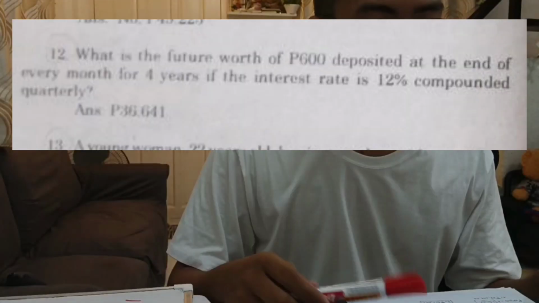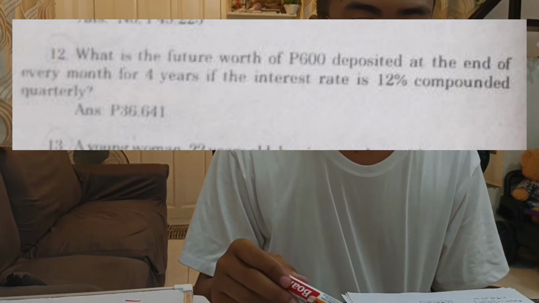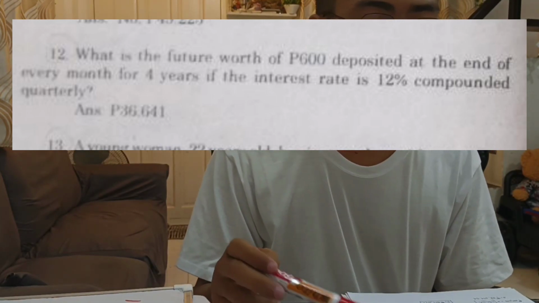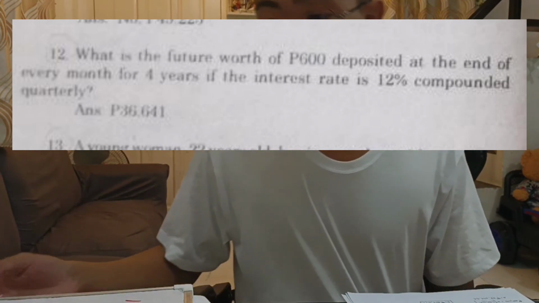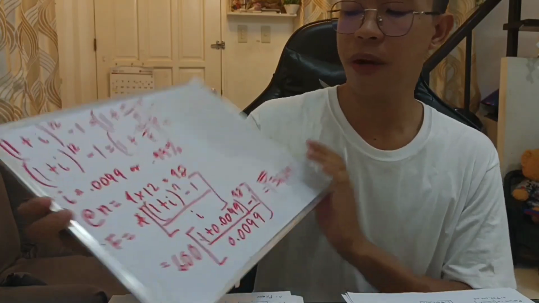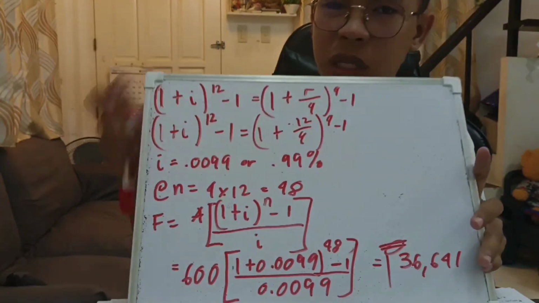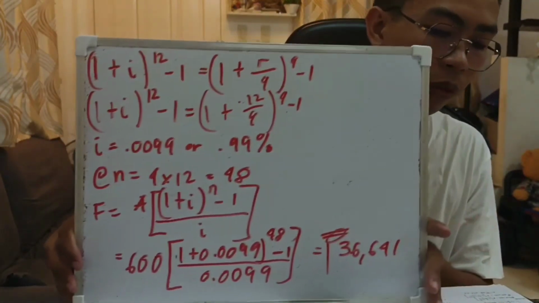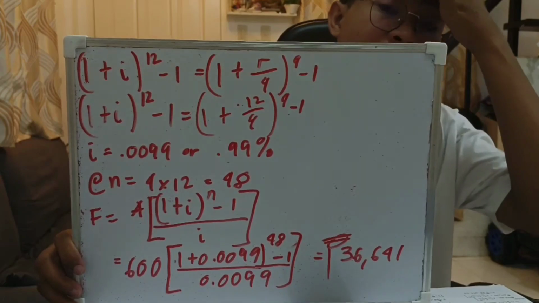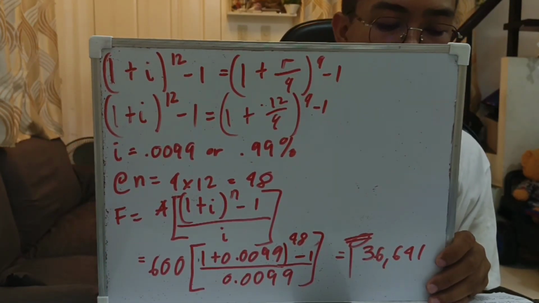Number 12, what is the future worth of 600 pesos deposited at the end of every month for 4 years if the interest rate is 12% compounded quarterly? So we'll be using the future worth formula of annuity in this, but first we will have to find the I or the interest rate. So we'll be using this: 1 plus I to the power of 12 minus 1 is equal to 1 plus R over 4 to the power of 4 minus 1.